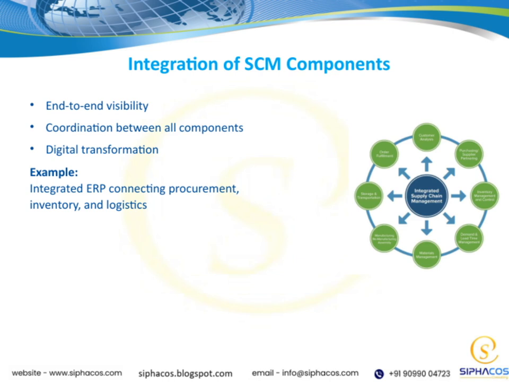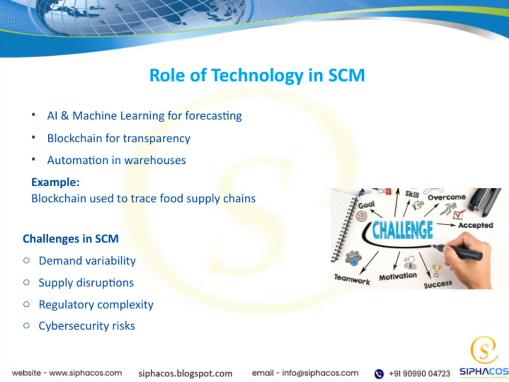Digital transformation plays a significant role in achieving this integration. By leveraging advanced technologies, we can connect different parts of the supply chain more effectively than ever before. For example, an integrated ERP system can link procurement processes directly with inventory management and logistics. This integration ensures that information flows smoothly, enabling better planning, faster response times, and overall improved efficiency across the supply chain.